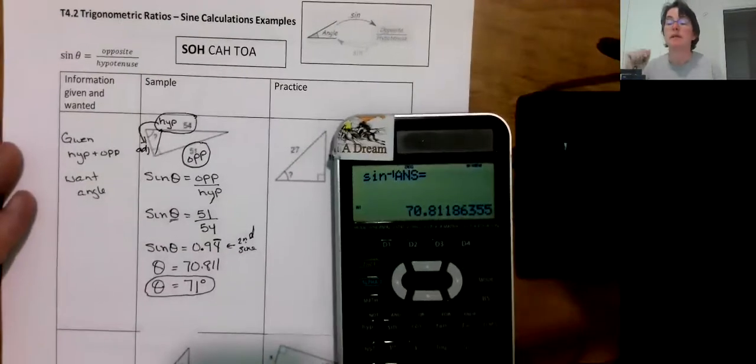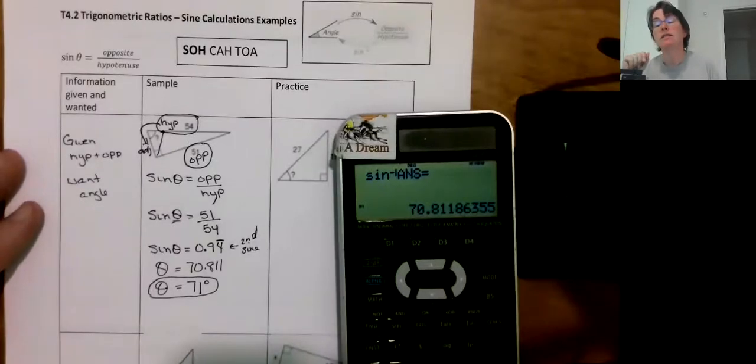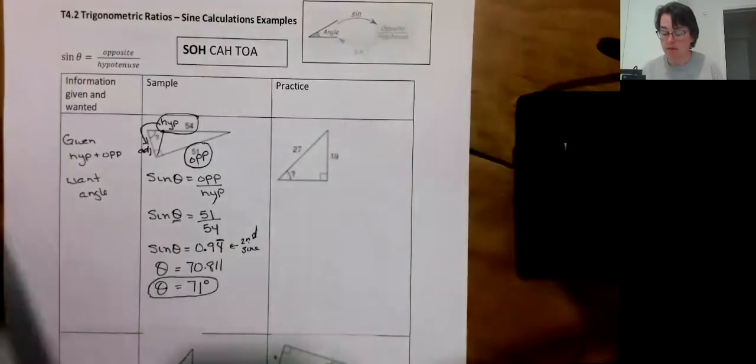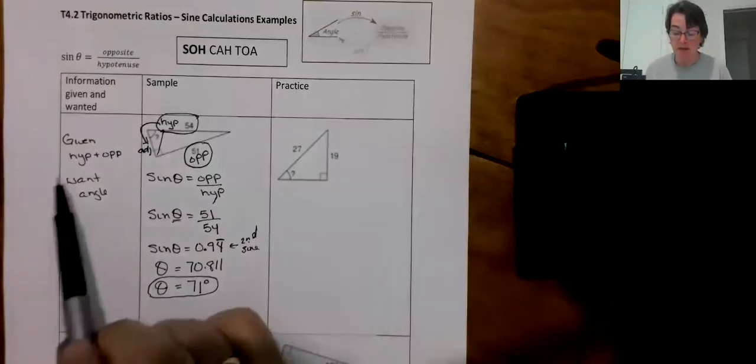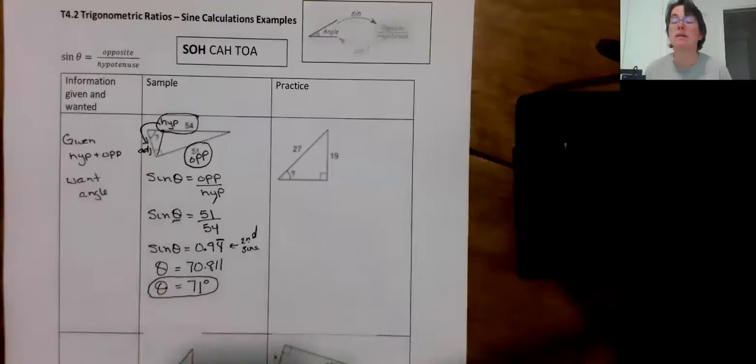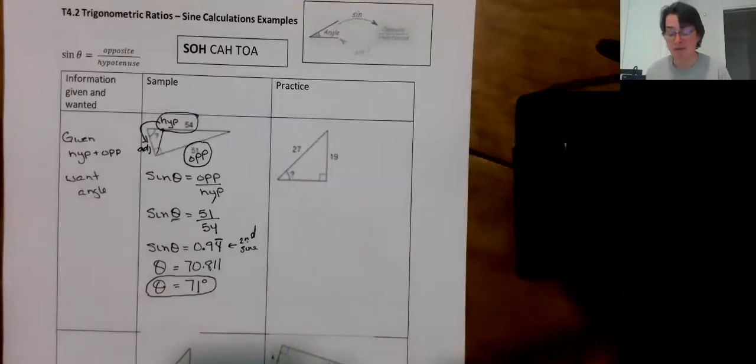Okay, tickety-boo. I need you to turn off the video, and I want you to do this question over here. It's basically the same. You're given the same information, you want the angle. Go ahead and do it, and then turn the video back on and make sure that we have the same answer.